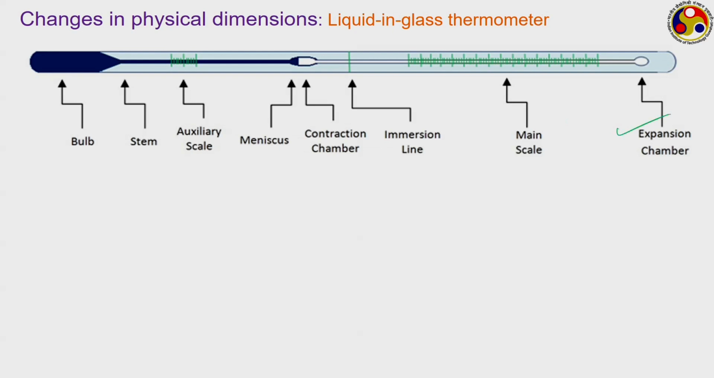If there is a sudden rise in the volume of fluid, suppose we have used it for a temperature which is higher than this maximum range, then the thermometer will be expanding beyond the main scale, and to arrest that expansion, we provide this expansion chamber.